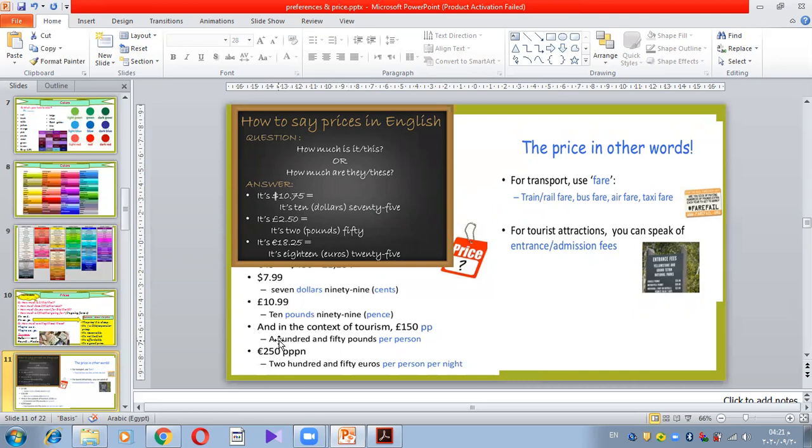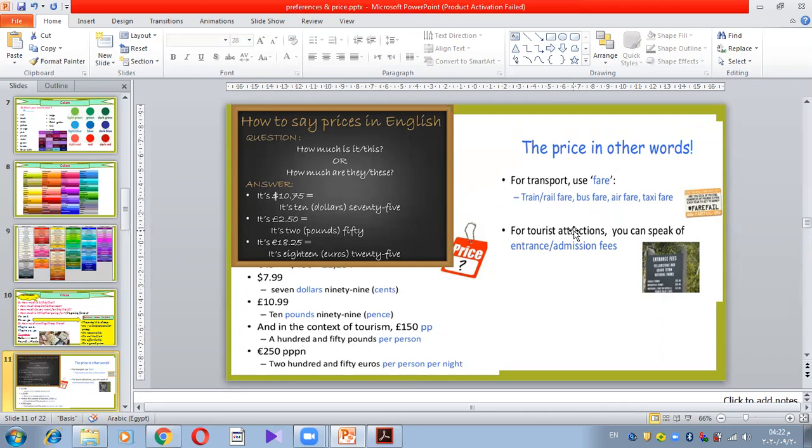And let's say 150 pp, what is meant by this? 150 pounds per person. You can see this in things related to tourism, when you travel, for example. They say 150 pp, 150 pounds per person. 250 ppn, 250 euros per person per night. These are some abbreviations you may see.